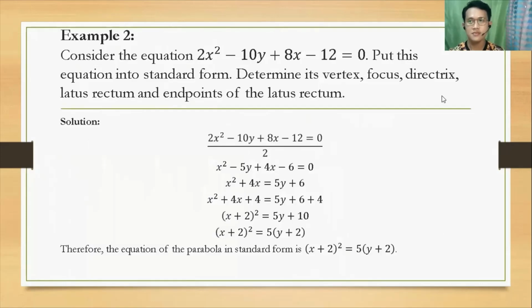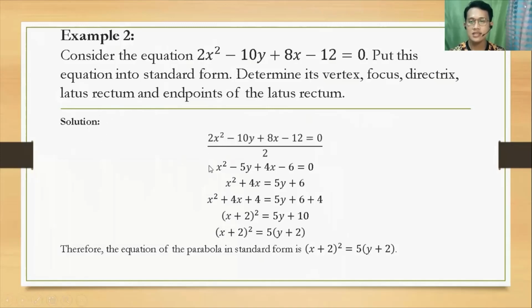Next, example number 2. Consider the equation 2x squared minus 10y plus 8x minus 12 is equal to 0. Look at the general equation, guys. Remember, the variable x here is squared. Therefore, we can say that this is a vertical parabola. Put this equation into standard form, or we convert this general equation into standard form, before we can determine the vertex, focus, directrix, latus rectum, and endpoints of the latus rectum.